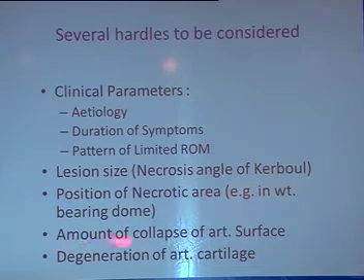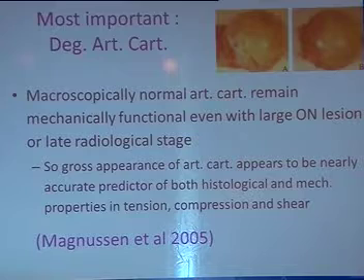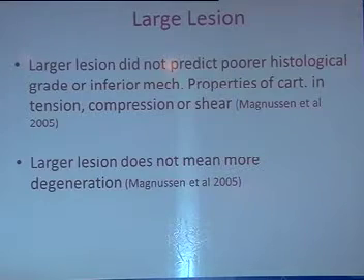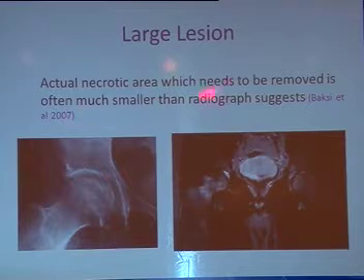So friends, there are several hurdles to be considered, like clinical parameters, etiology, duration, lesion size, position of the necrotic area, amount of collapse, and the most important, the degeneration of the articular cartilage. So the degeneration of the articular cartilage is the most important. The most important point is that if it is macroscopically seen normal peroperatively, it remains mechanically functional even with large osteonecrosis. Moreover, a larger lesion does not mean more degeneration. Actually, the necrotic area which needs to be removed is much smaller than the radiograph suggests.